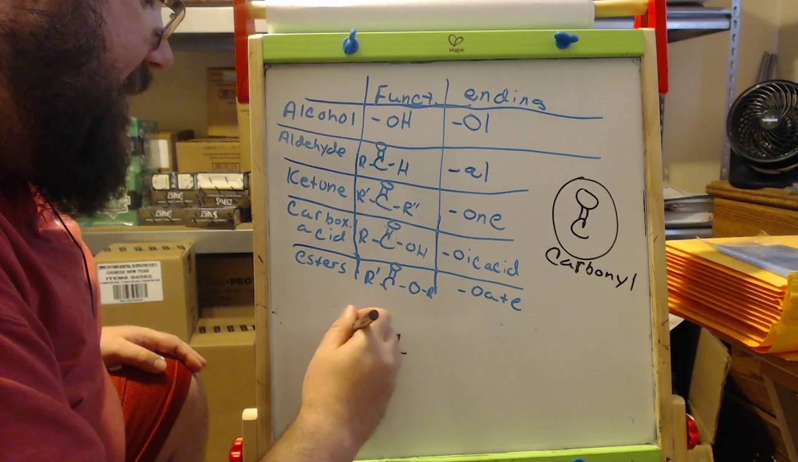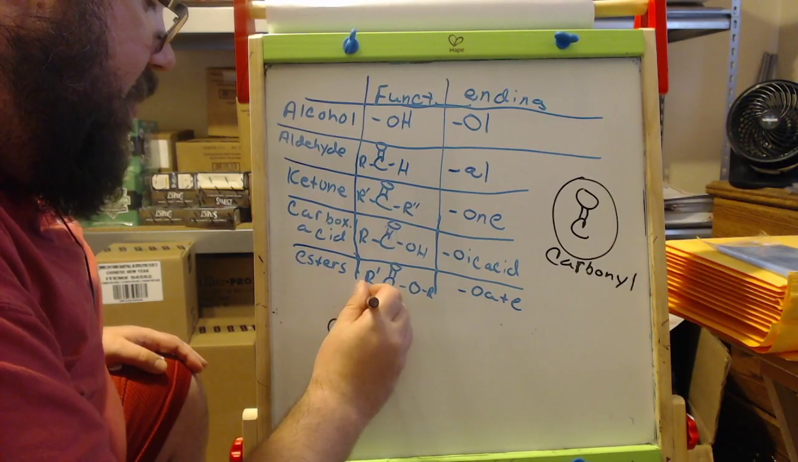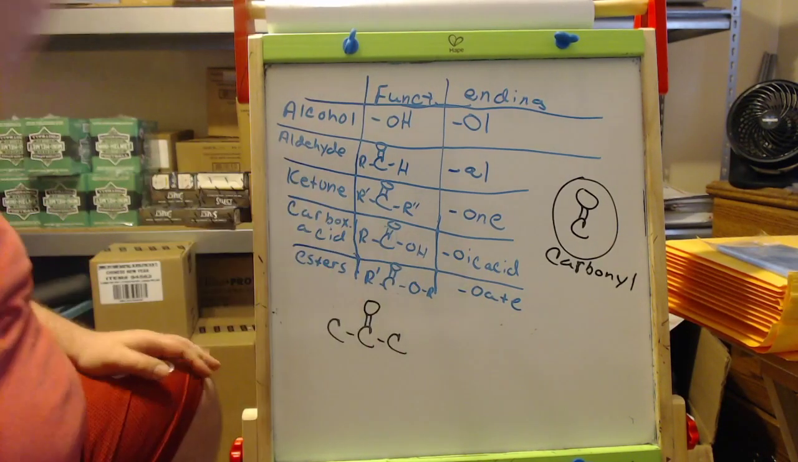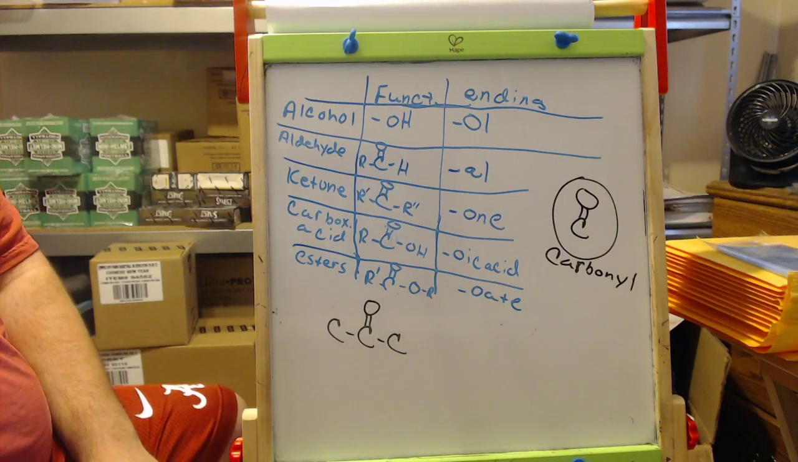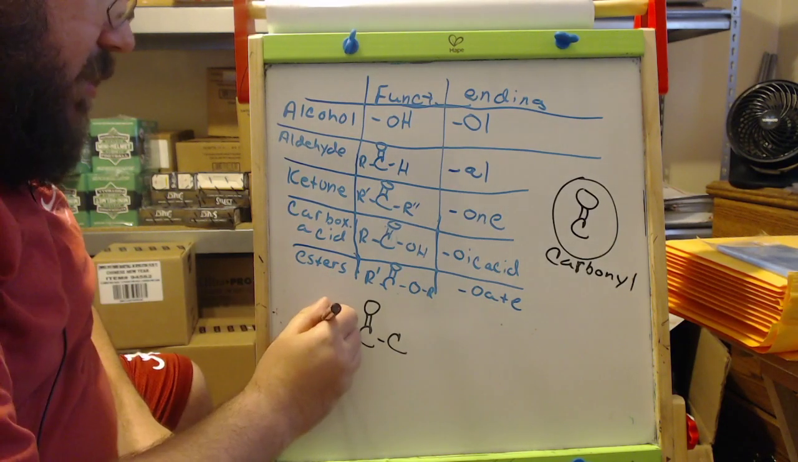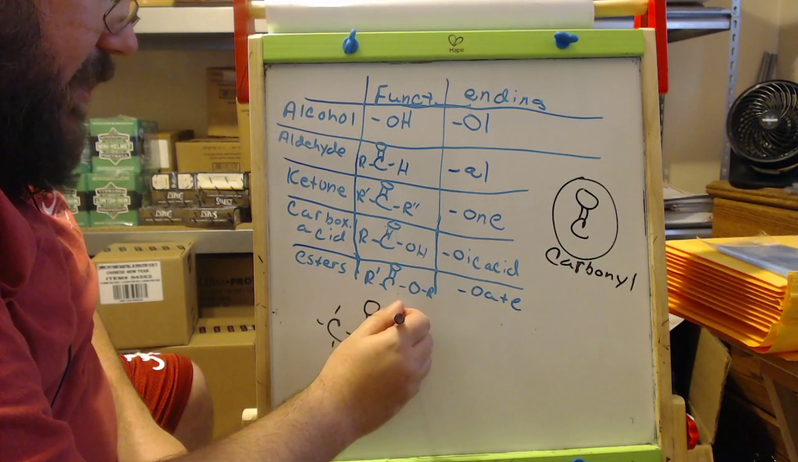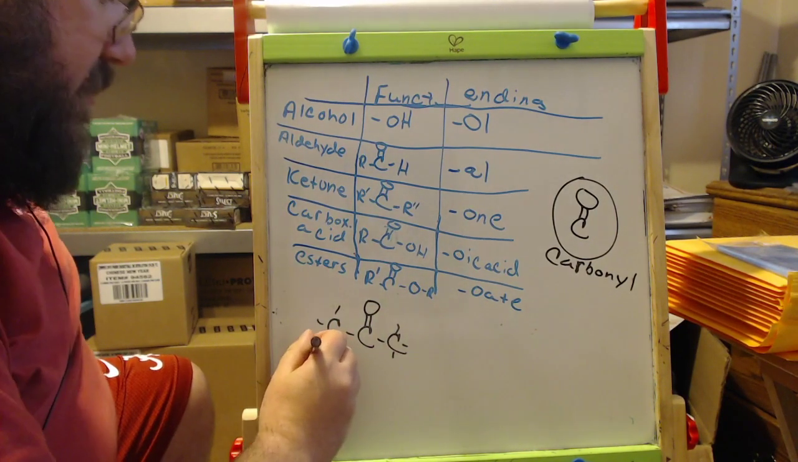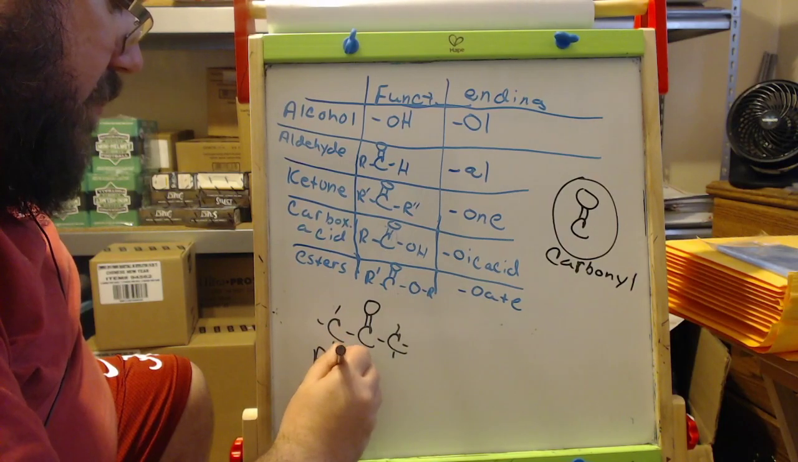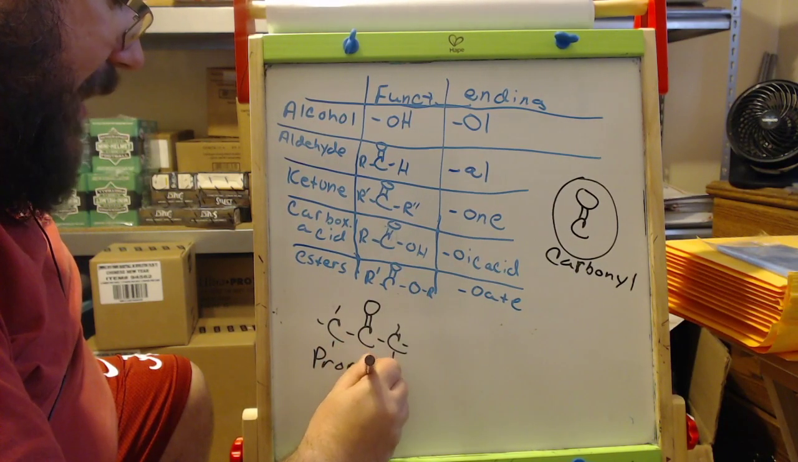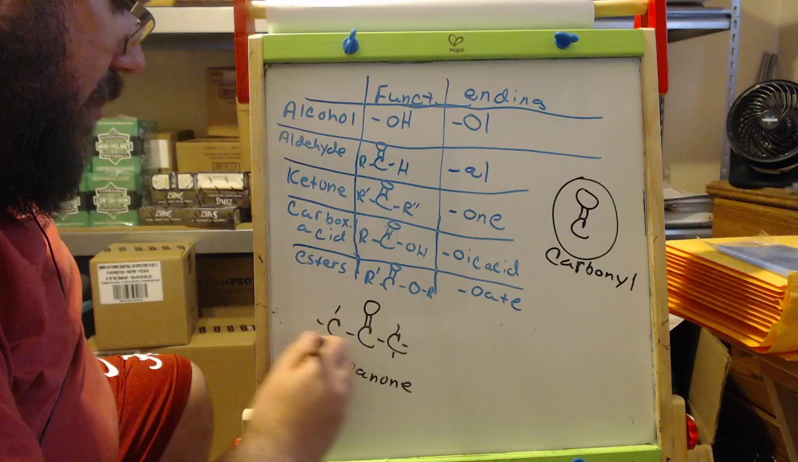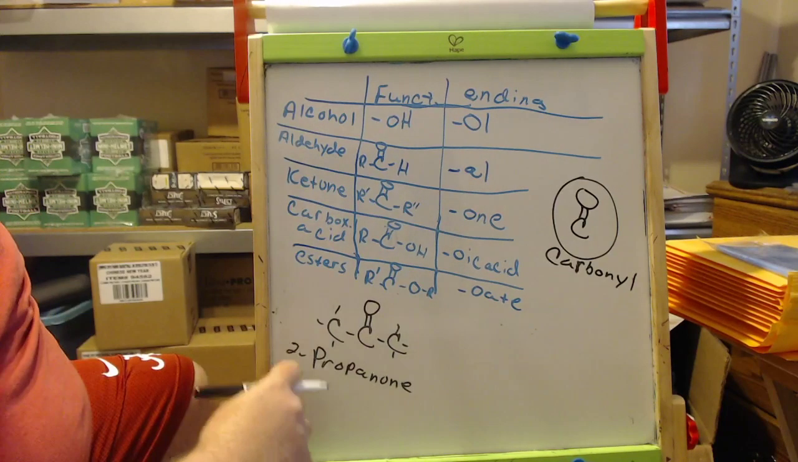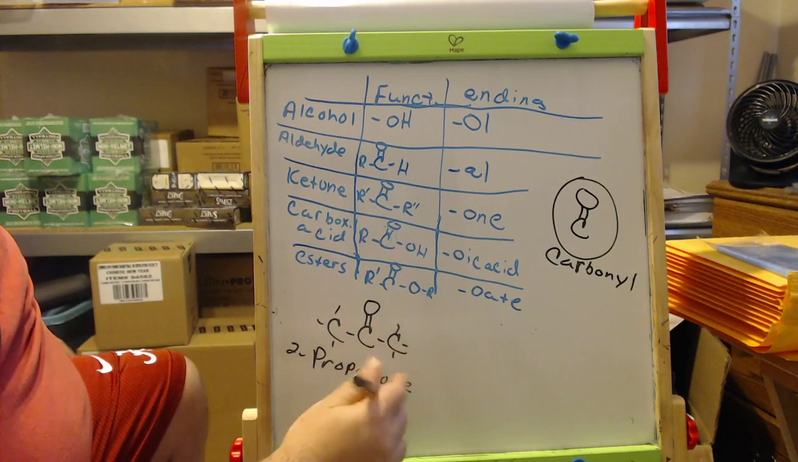Ketones cannot be at the end, because the carbonyl carbon has to be surrounded by carbons. So this would be propanone. Propan, O-N-E, propanone. 2-propanone if you want to call it that, but it's not necessary because that's the only place it could be.